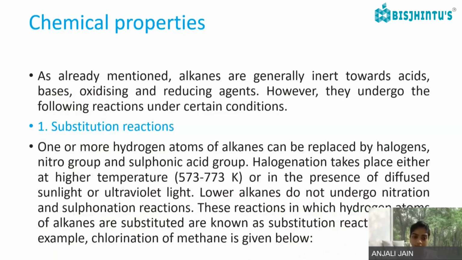First is the substitution reaction. When one or more hydrogen atoms of alkanes are replaced by a halogen, nitro, or sulfonic acid group. So chlorine, bromine, fluorine, iodine can be there, a nitro group can be there, and a sulfonic group, SO4 negative, can be there. And halogenation takes place either at higher temperature or in the presence of diffused sunlight or ultraviolet light.